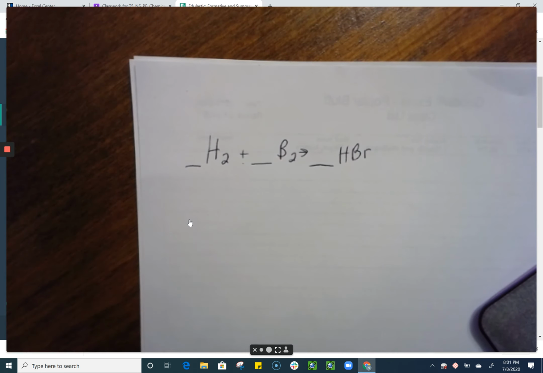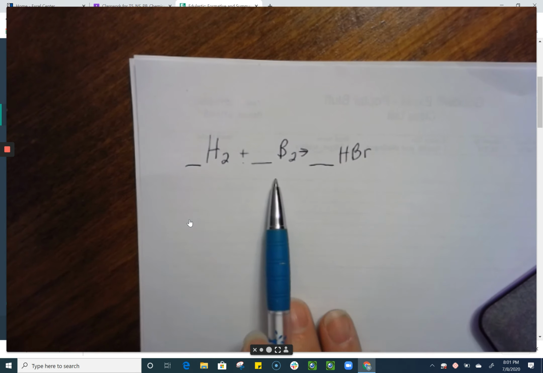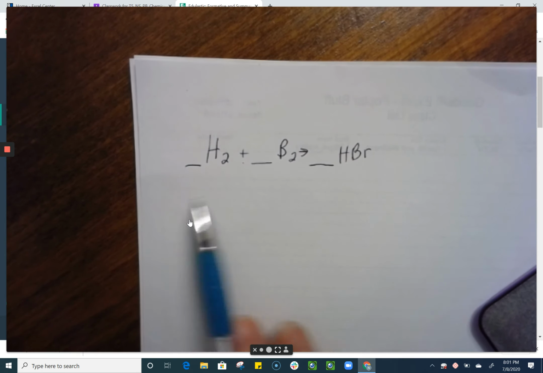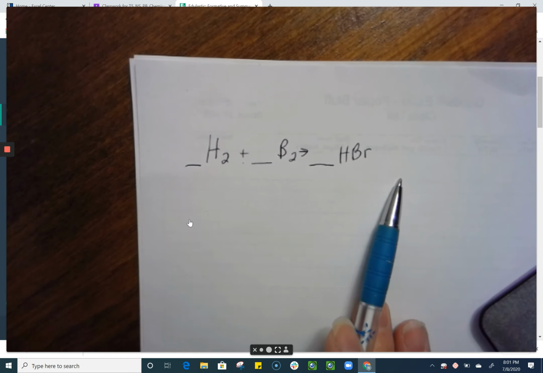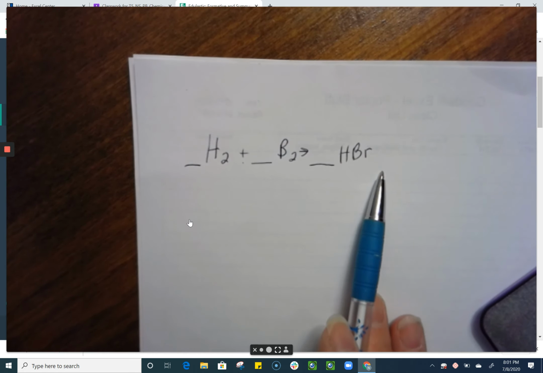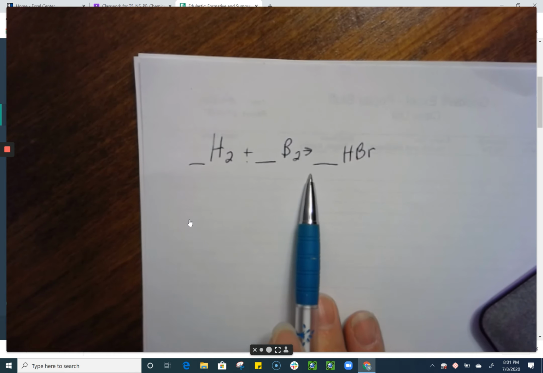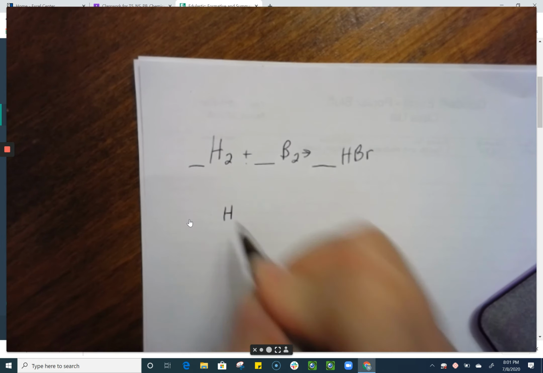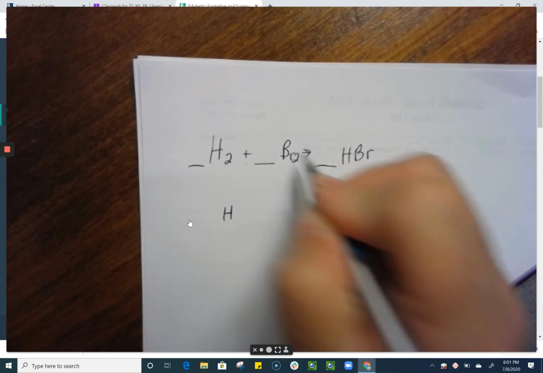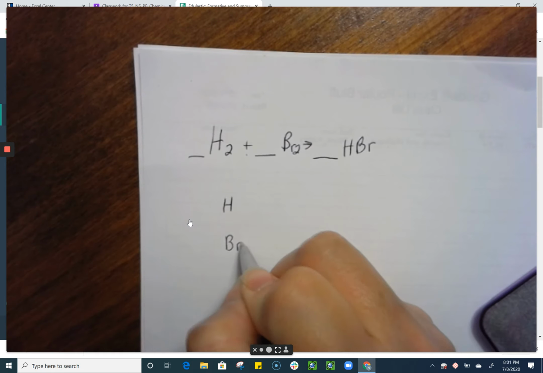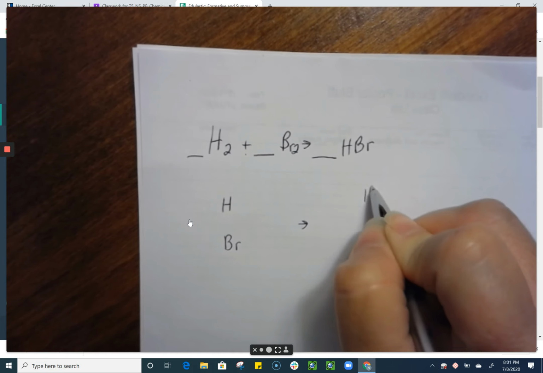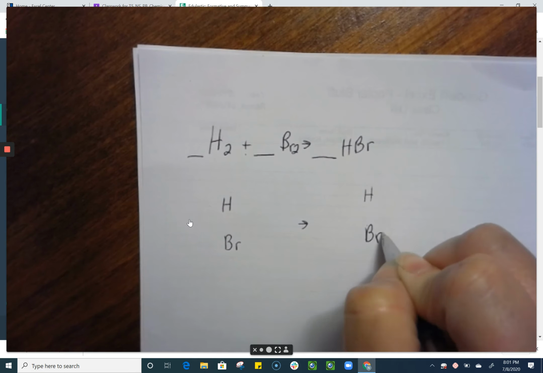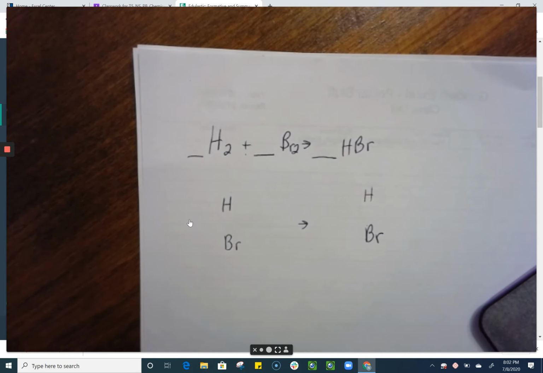Okay, so when we balance equations, we want to have the same number and kinds of atoms to the left of the arrow as we do to the right of the arrow. And it doesn't matter what combination they're in. They can be in different combinations on each side of the arrow, but you have to have the same numbers and kinds. So we have hydrogen atoms and bromine atoms over here, and hydrogen atoms and bromine atoms over here. So we have the same kinds of atoms on both sides.